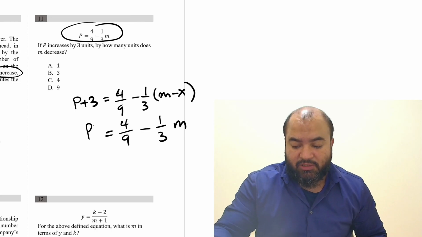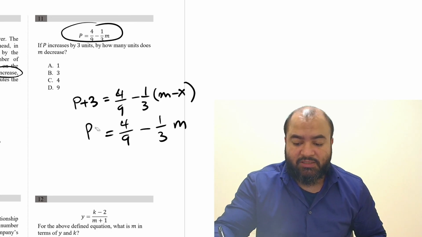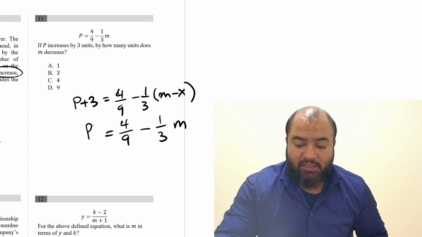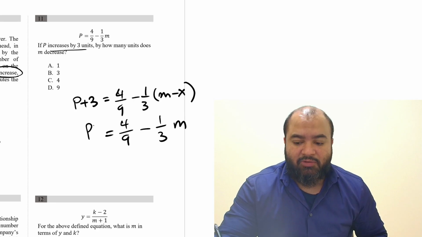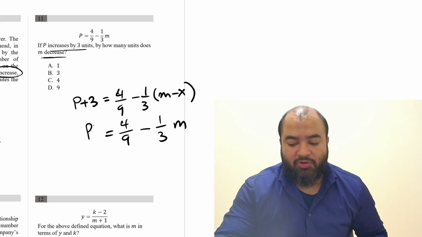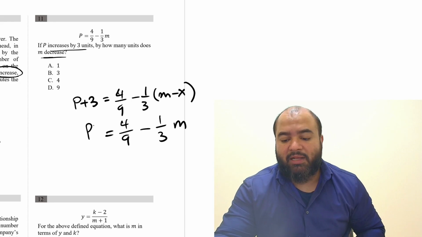So one equation is as it is. I wrote it in the second. The second one, it says P increased by 3. I did a plus 3 with P and minus X from M because M is decreasing. We don't know what X is. Remember, friends. That's all I did, nothing else.